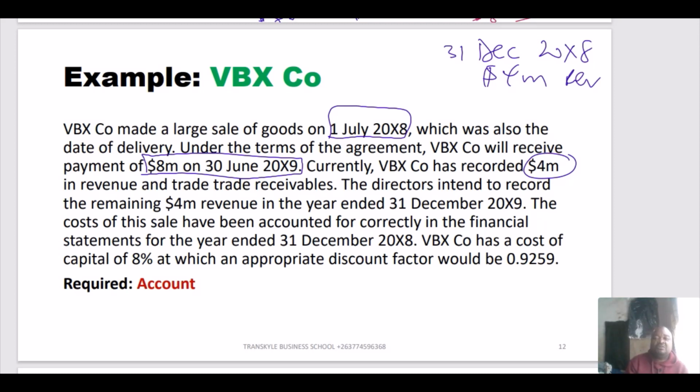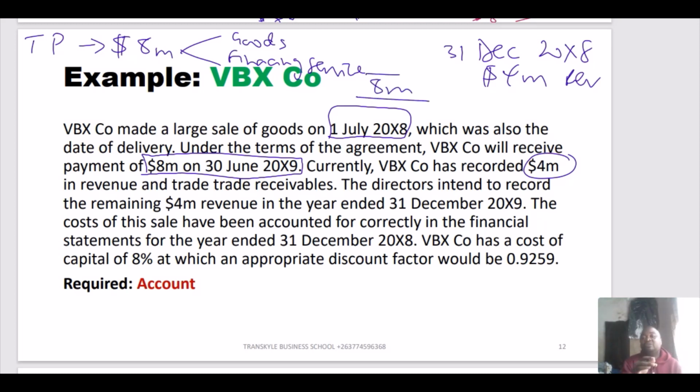But I want you to see something. If you are going to receive a payment 1 year later, it means this is a credit transaction. And if it is a credit transaction, then there are two things involved. Okay? The transaction price is 8 million, and this has got two components. There is the price of the goods as well as the financing service. So we need to allocate this 8 million. The total of 8 million should be allocated between the two.